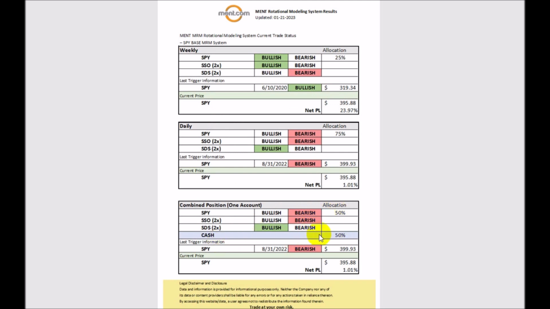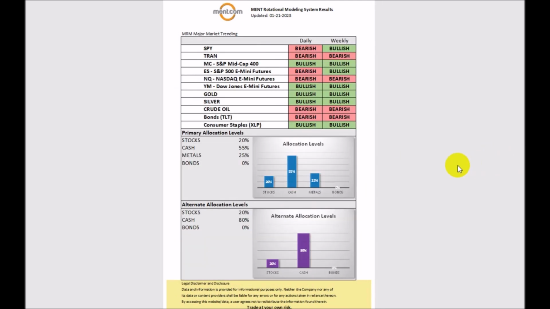Okay, now the other money that you have for trading should be a much smaller portion than you have for your retirement account. So hypothetically, you may have $1 million in your retirement account, and you may only have 100 or 200 grand in your trading account. And that trading account is allocated using this model. So in this scenario, we're 20% stocks, 55% cash, 25% metals, 0% bonds.